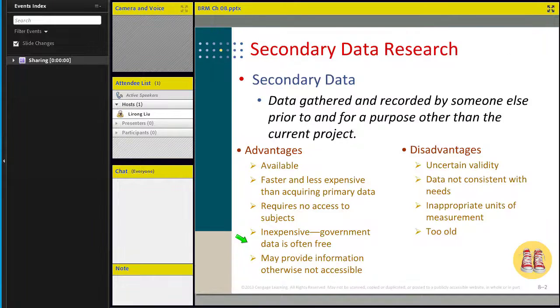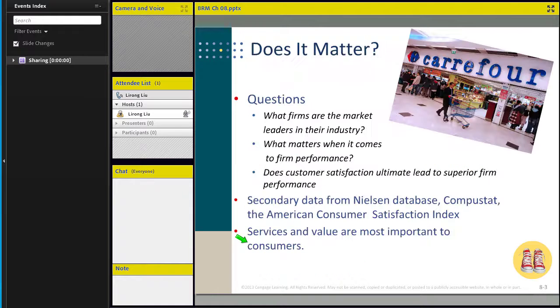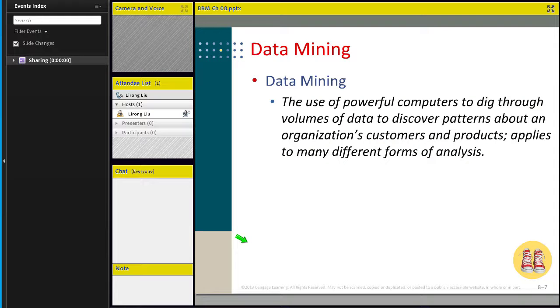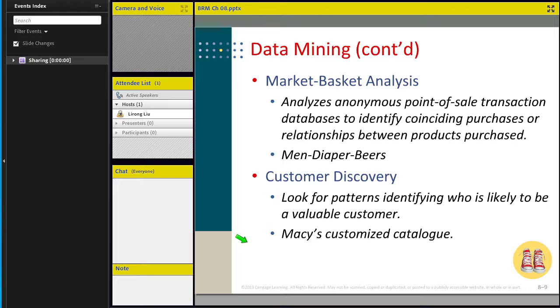I will ask roughly about, say for example, advantages or disadvantages of secondary data. I could ask about types of objectives, what you can use secondary data for, okay? So just the major ideas for this chapter, that would be fine.